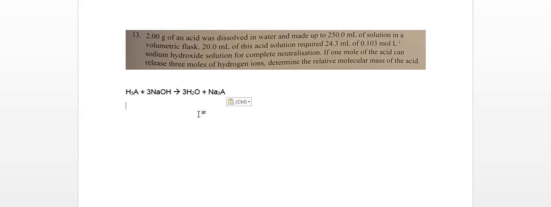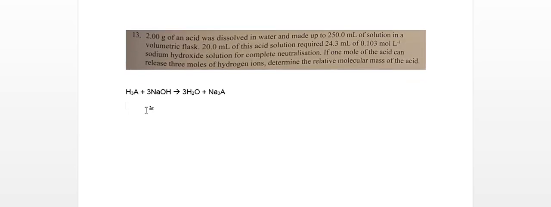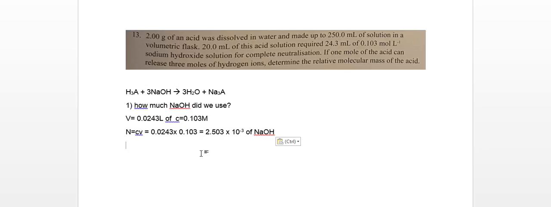Now we've got an equation, we can actually start to work through what we need to do. The first thing is to figure out how much sodium hydroxide we used. I'm just going to cut to something that I prepared a little bit earlier. Okay, so we go back up to here and I will explain it for you. How much sodium hydroxide did we use? We're told 24.3 millilitres or 0.024 litres of a concentration of 0.103 molar.